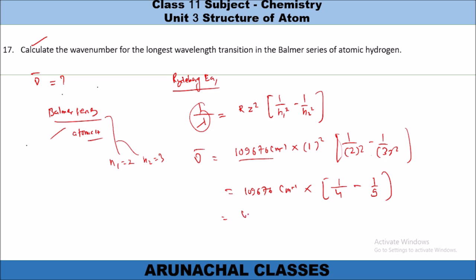Now it will be 109676 centimeter inverse multiply with, taking the LCM, 9 by 4 is 36. So 9 times 4 is 36, 4 times 4 is 16. It will be 16 minus 9 upon 36. So it will be 7 upon 36. When I solve this one, it will be somewhat 1.523 multiply with 10 power 6 meter inverse. So in this way we will solve this question.